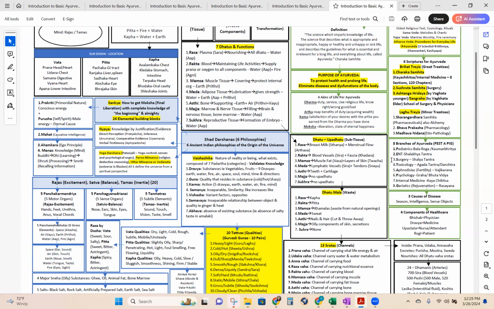And then the S in pest is surgery, Shalya Tantra. And the T in pest is for toxicology, Agada Tantra. And then A is for aphrodisiac, Vajikarana. And then the P in pig is for psychology, Graha. And then the I in pig is for internal medicine, Kaya Chikitsa. And then the G in pig is for geriatrics, rejuvenation, rasayana therapy. So that's how you can very quickly remember pest a pig.